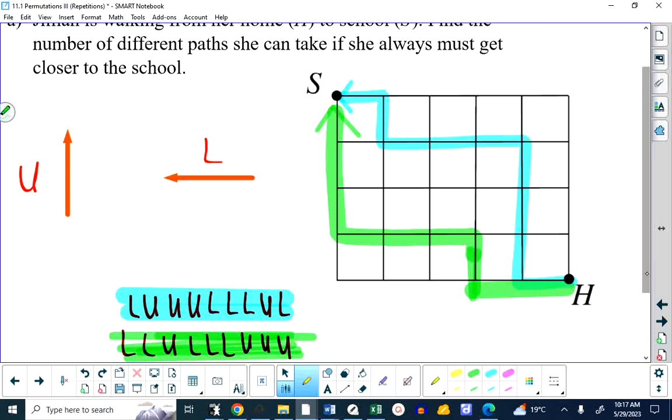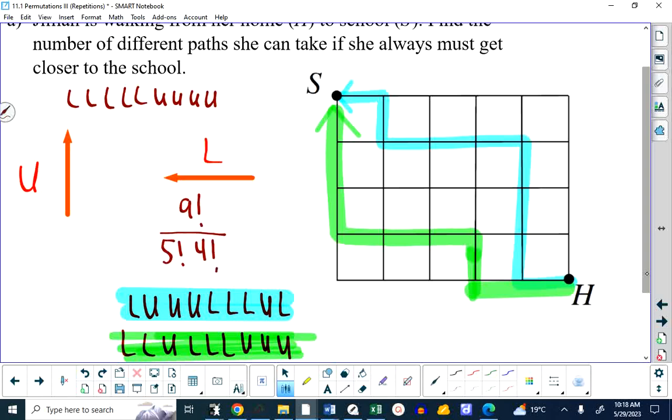So the question really is: how many ways can we arrange left, left, left, left, left, up, up, up, up? Did I get the counting right? Is there 5 lefts and 4 ups? So this is the problem: how many ways can you arrange those letters, because each of the arrangements is a path home. Well, the answer is really simple. It's 9 factorial over 5 factorial, 4 factorial, because we have 5 letters that are the same and 4 letters that are the same.